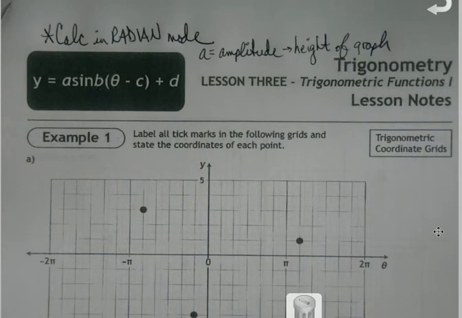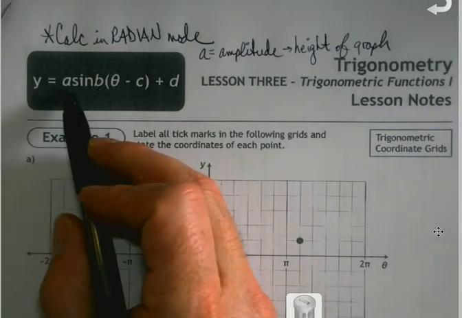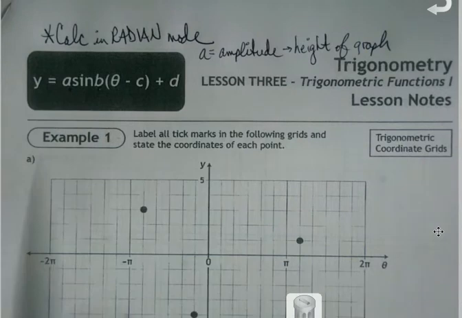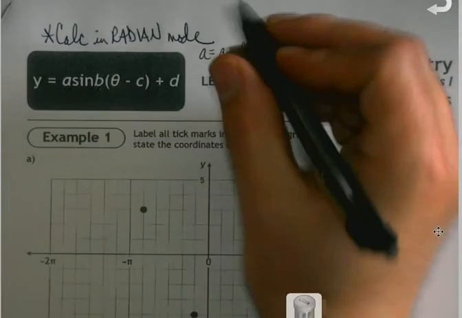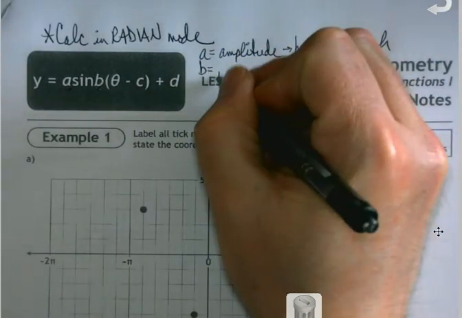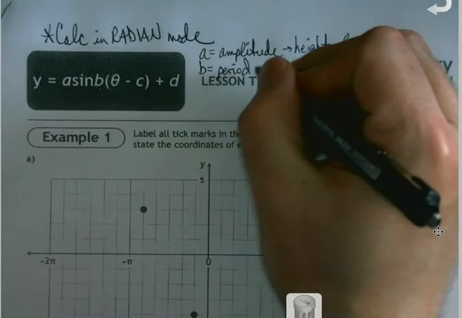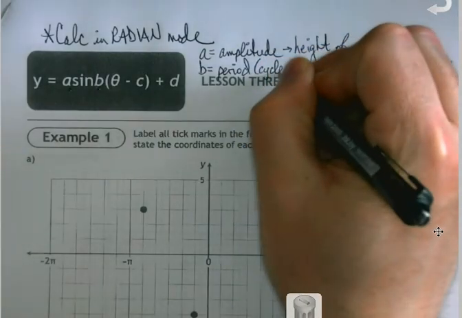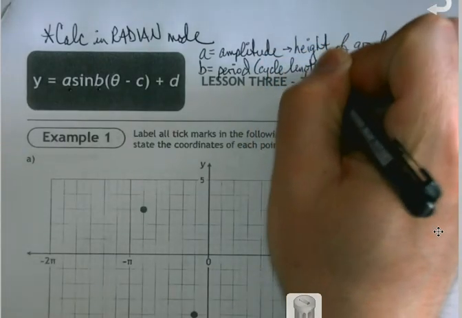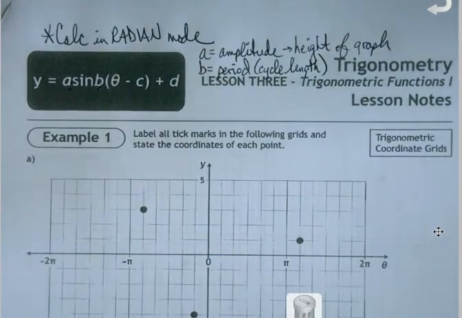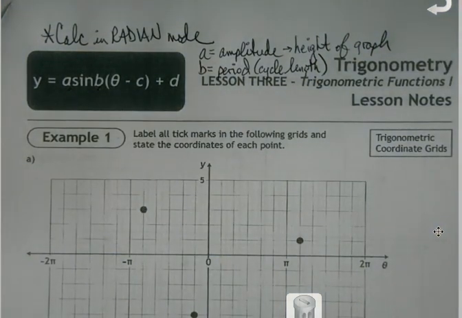But sometimes, depending on that value in front of my trig function, it can be a lot steeper, a lot skinnier. It depends. And the other value we're going to take a look at today, the b value, stands for the period of the graph. Sometimes that also can be called the cycle length. And what that means is wherever your graph starts, how long does it take for the graph to get back to that same place before it starts the pattern again?